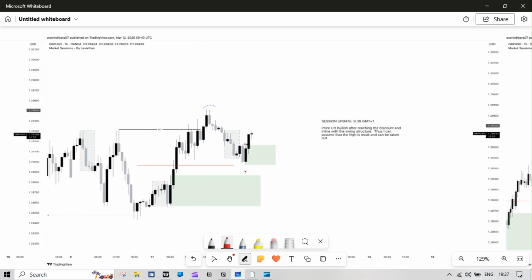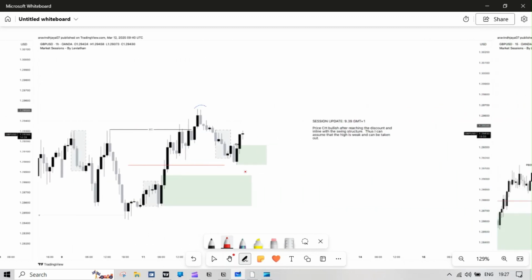Sometimes your expectation does not always play out, but you must be alert to adapt to the market. Once the price reaches the equilibrium, shorts become less probable. So you must reanalyze your market and see what happened. Why did it shock bullish and what was it reacting from? It was not reacting from a valid demand zone, but it reached the discount and it shocked bullish.